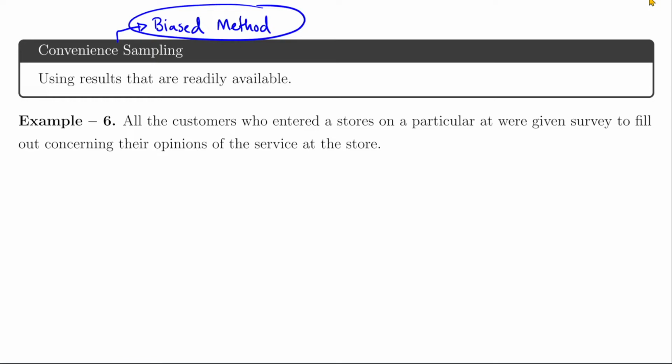Our example of this is all customers who entered a store at a particular time were given a survey to fill out concerning their opinions of service at the store. This is a convenience sampling because you would be drawing conclusions about all the customers based on the customers at a particular time. And you could imagine the customers who are there at 8 a.m. might have a different opinion than the customers who are there at 11 p.m., right? Depending on the store. So this is an example of a biased sampling. We would not want to take the conclusions from this and then expand it to the entire population.